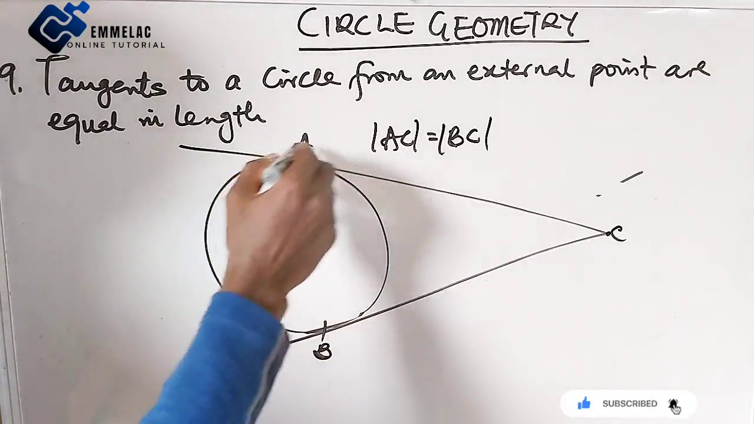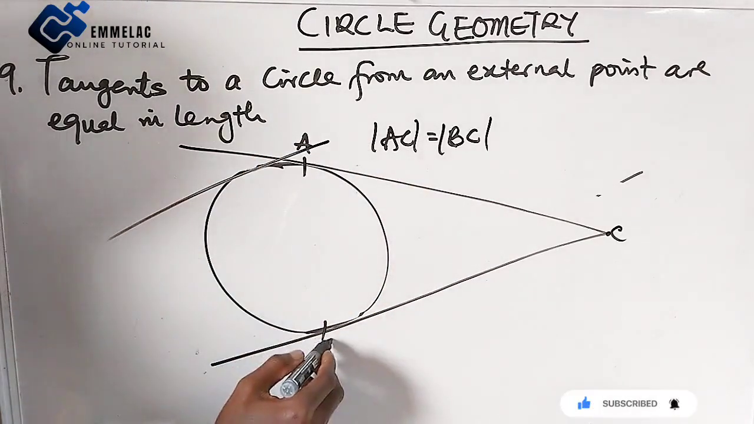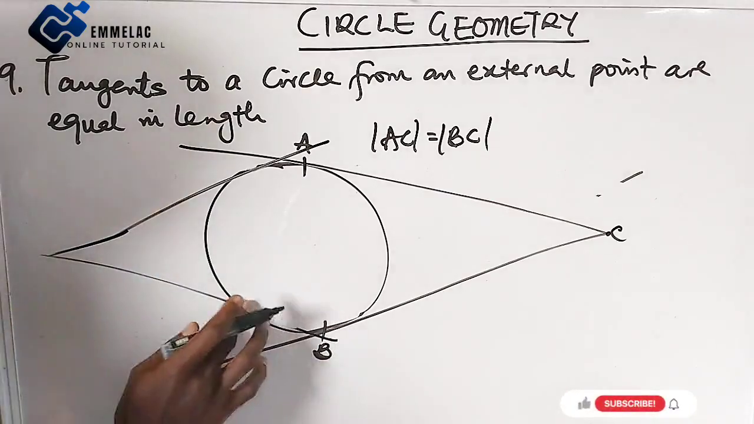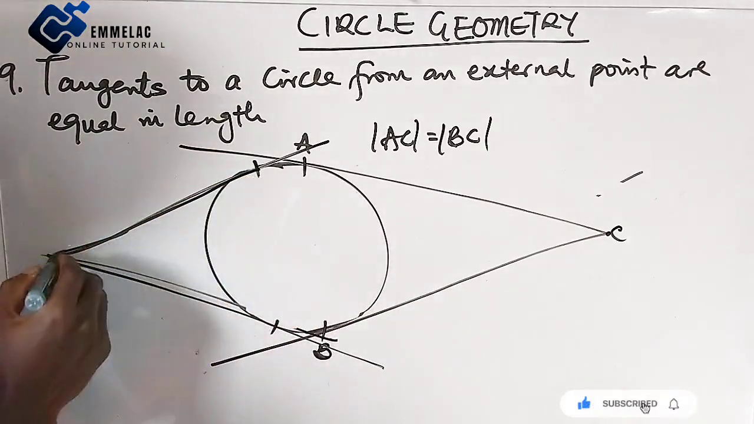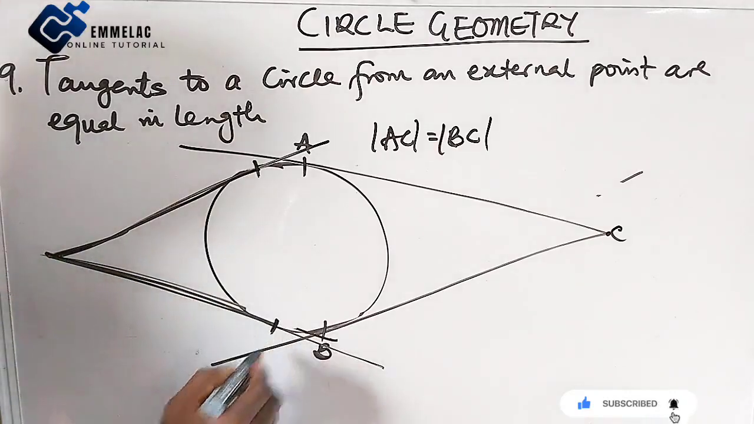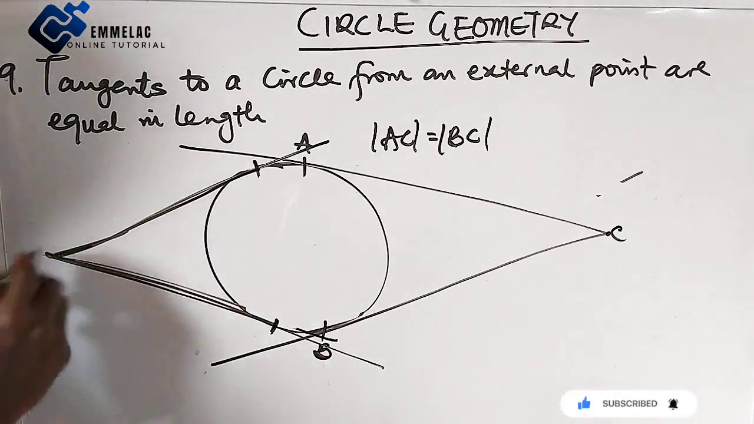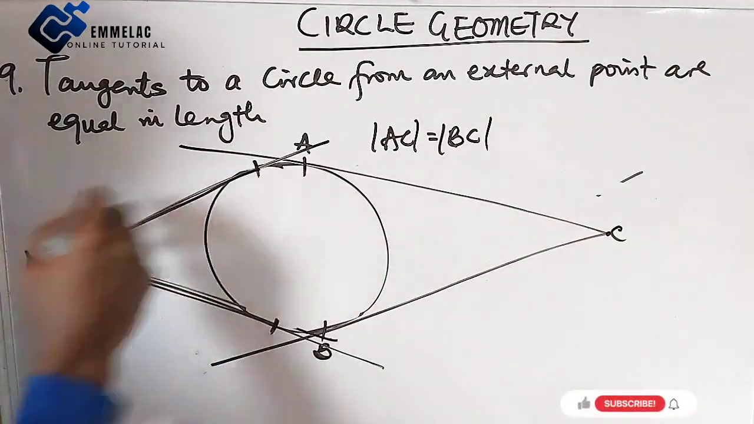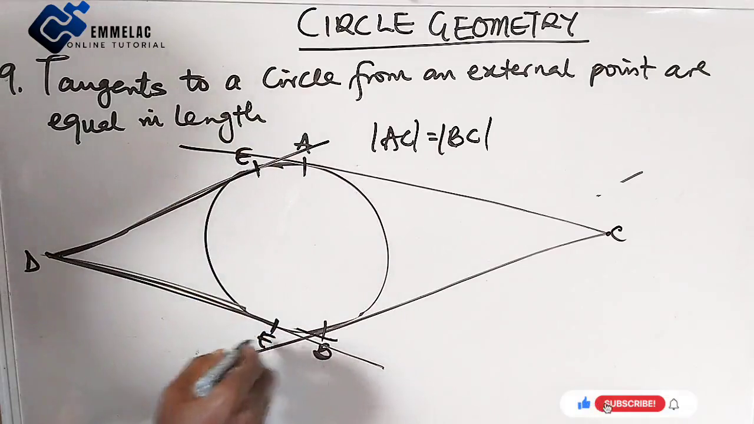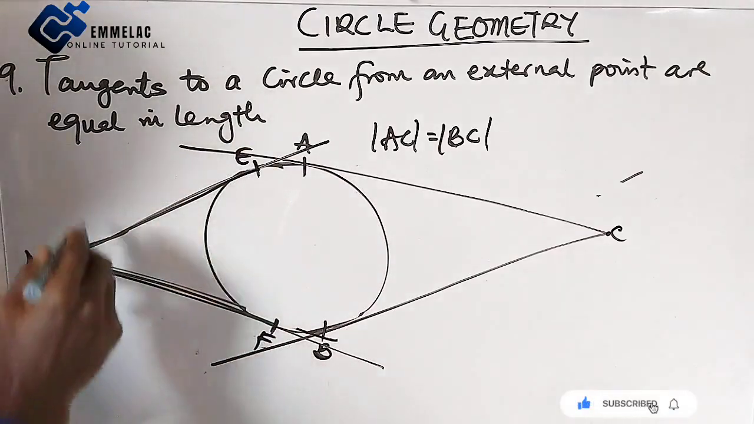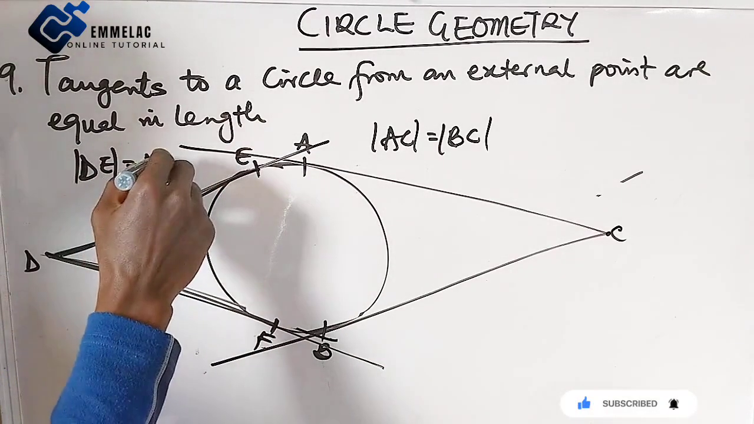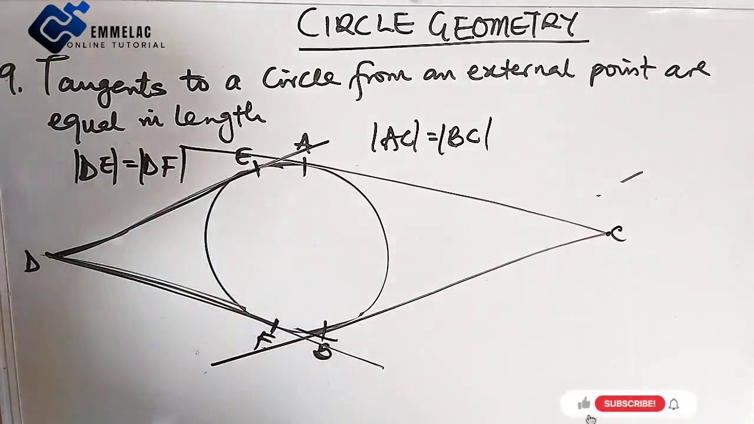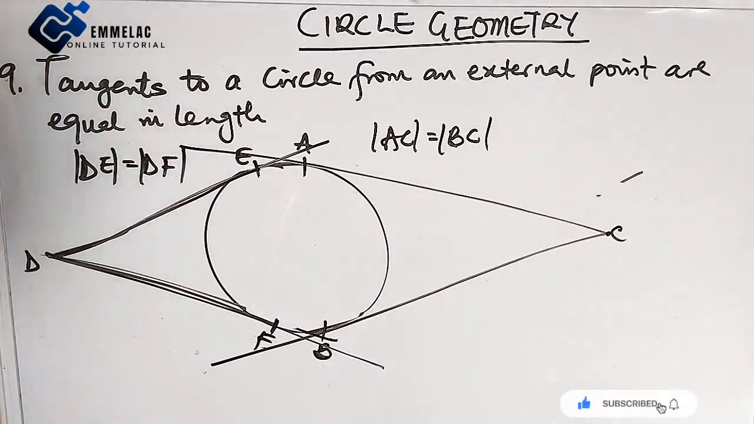Probably if it's coming from here, and let me see here again, from here to here is equal to from here to this part. Okay, so it could be from anywhere. Let me say this is D, E, and F. So here DE equals DF. Okay, all right, so this is the last theorem for circle geometry.